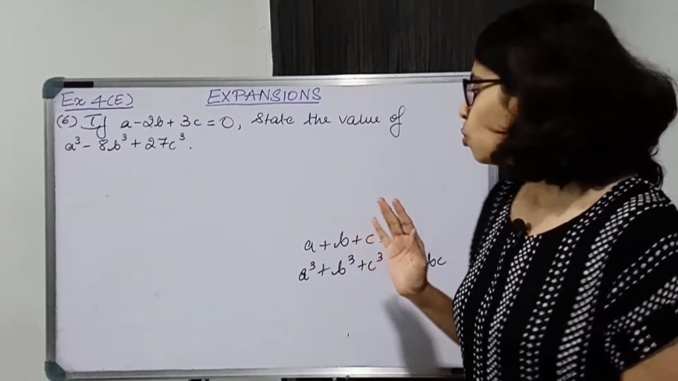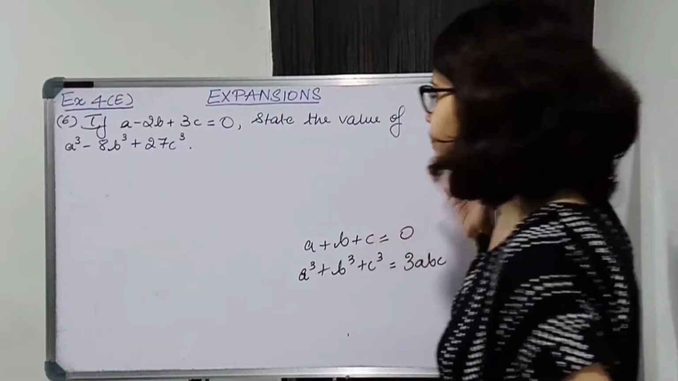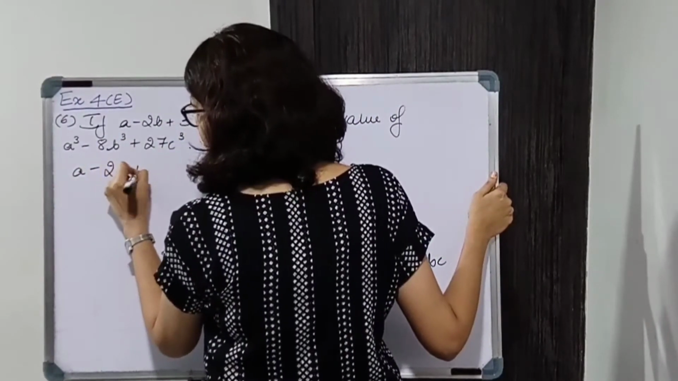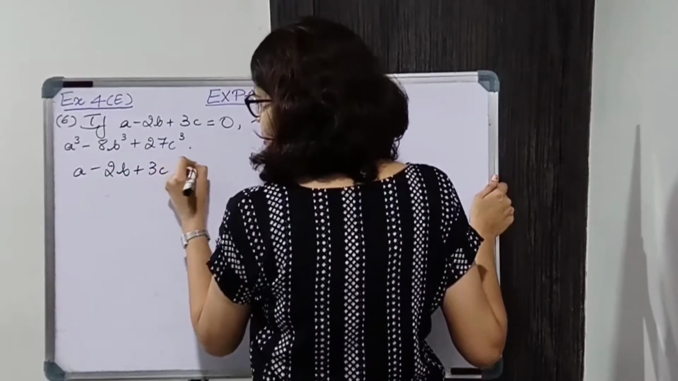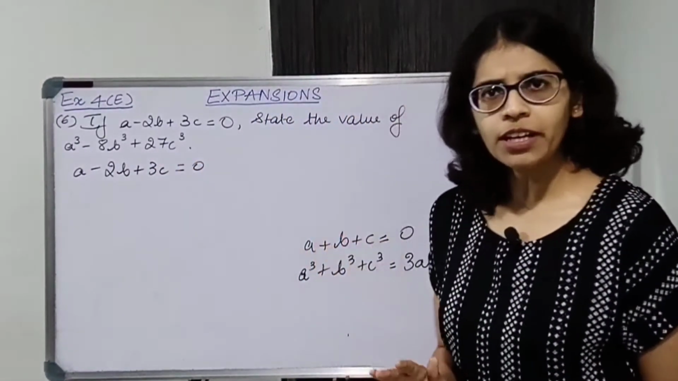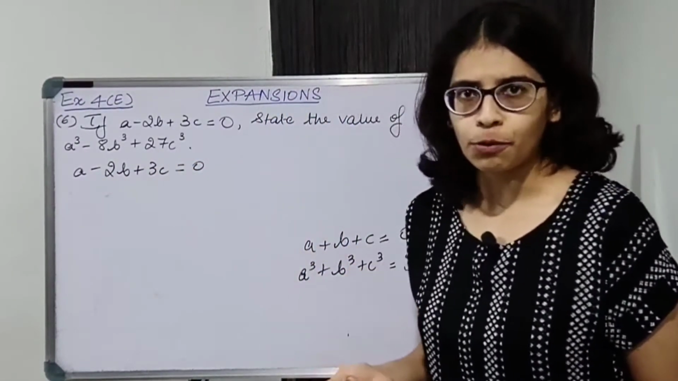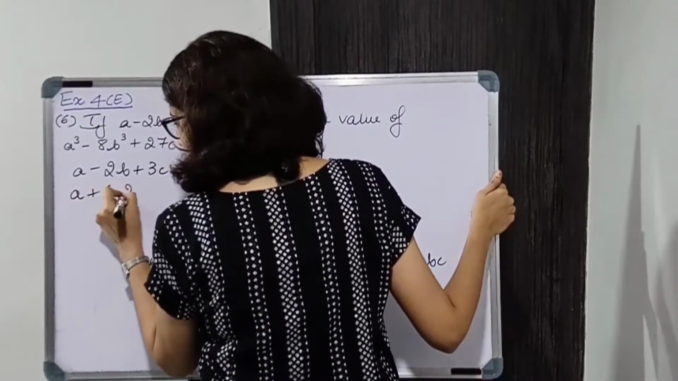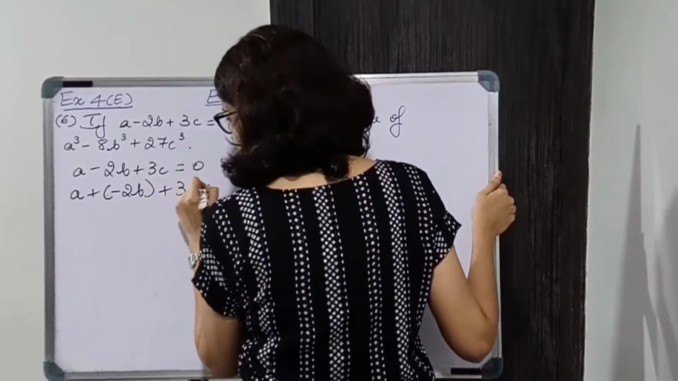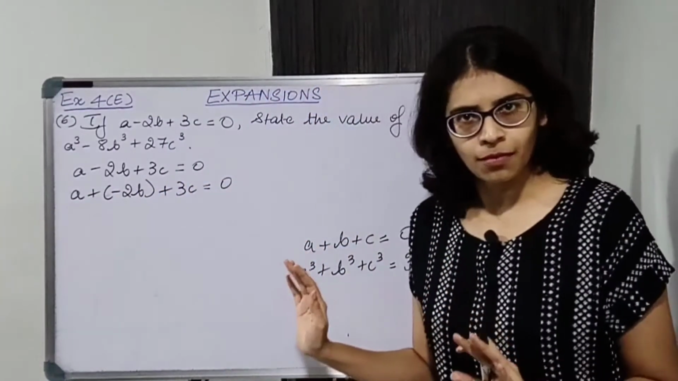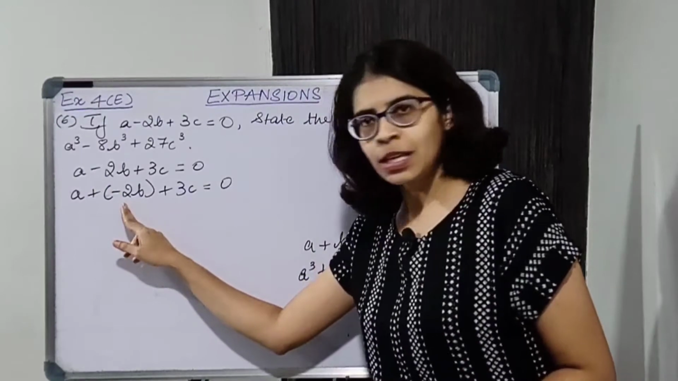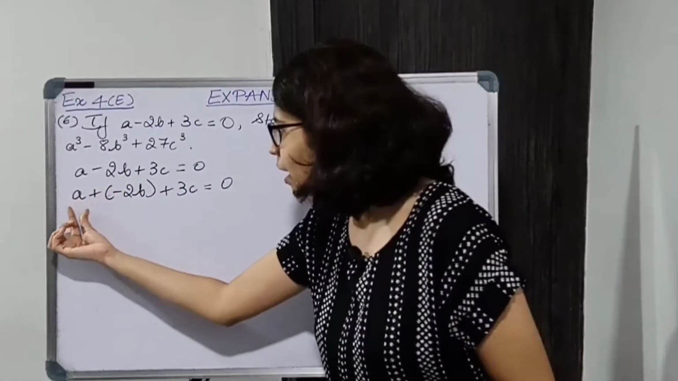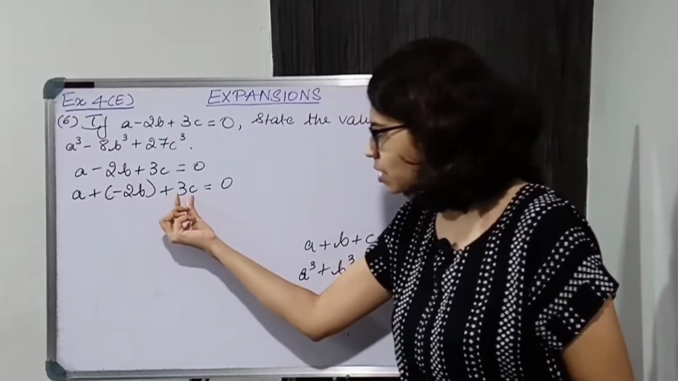Okay, so whichever way you want to follow. Now we'll write down the question. A minus 2b plus 3c. Now you'll say there is a negative sign, but don't get worried. Okay, we will rewrite this in a different form. I can write this as a plus (minus 2b) plus 3c equal to 0. I took the minus sign inside the bracket and outside I kept a positive sign. So this is of the form a plus b plus c equal to 0.